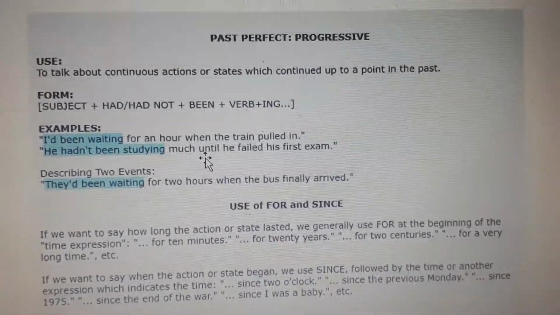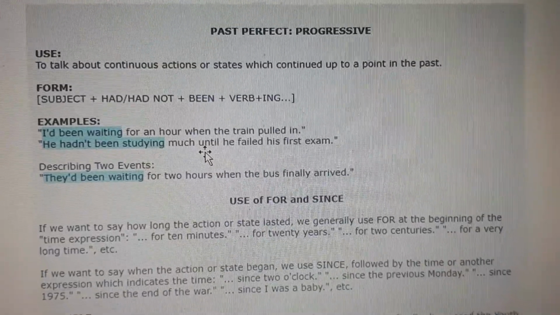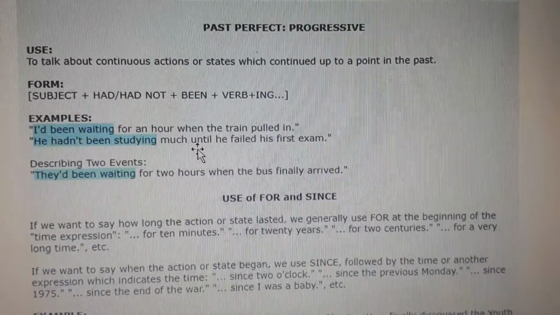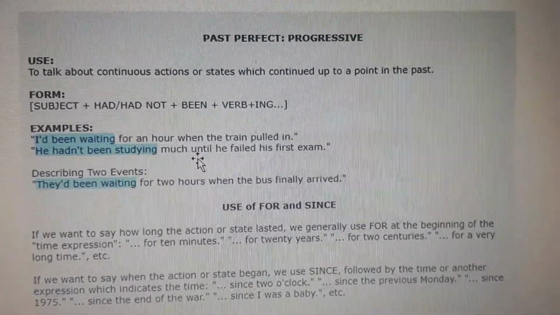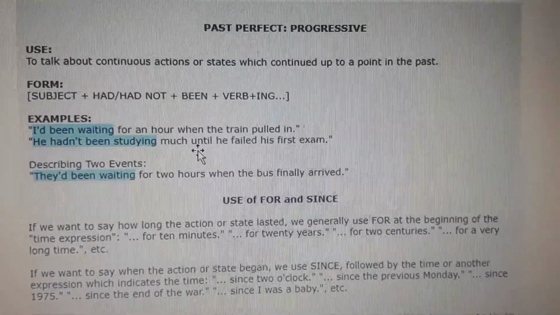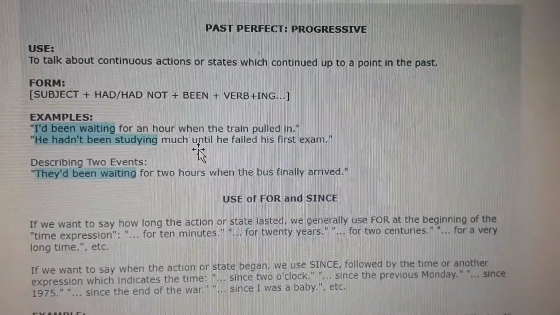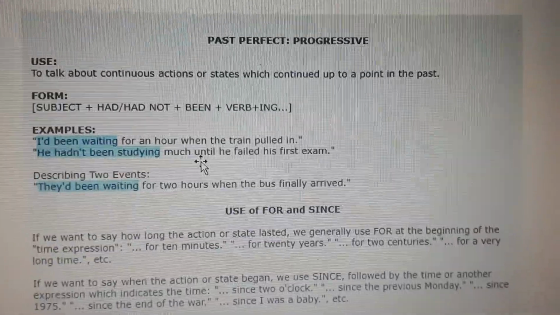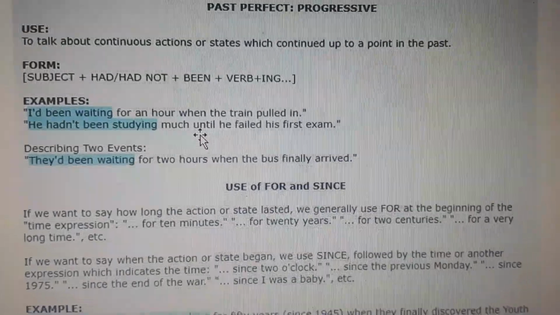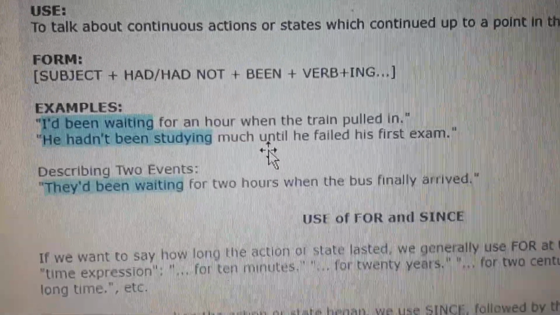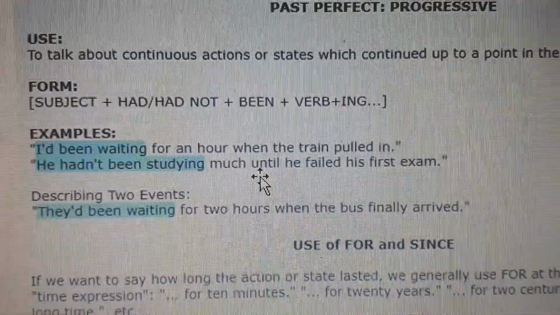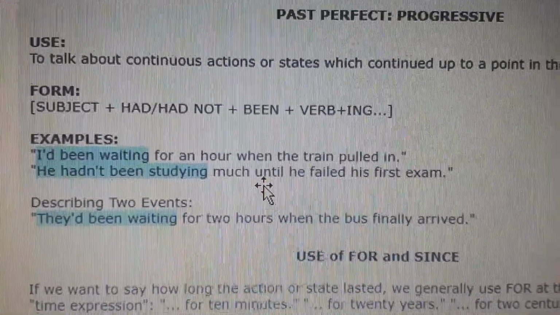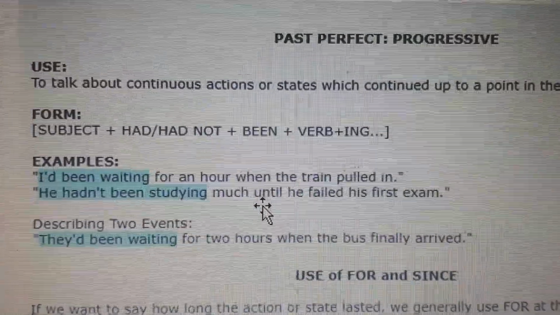Okay? So we can say I or she or the students had or hadn't in negative, plus been plus verb with ing. Any action with ing, playing, studying, dancing, swimming, etc. We have some examples. I'd been waiting for an hour when the train pulled in. He hadn't been studying much until he failed his first exam.